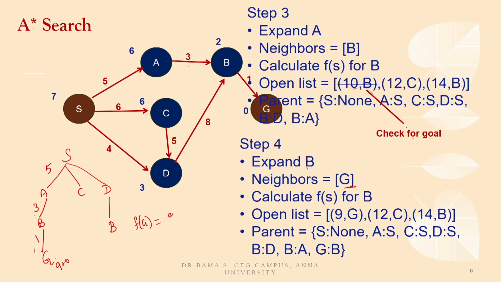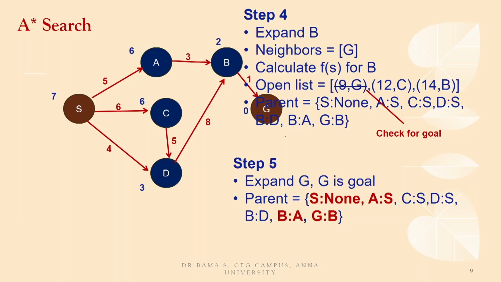F of G will be g of G plus h of G, where g of G is 9 and the heuristic value is 0. So, this value will get appended in this open list, and since this is minimal, it will come to the front, because the priority queue with the minimum cost will be at the front, and so that is getting popped out in the next round. Now, as an addition, after appending we are adding this B, whatever we visited as B along with the neighbors, that gets appended as the parent with G to B.